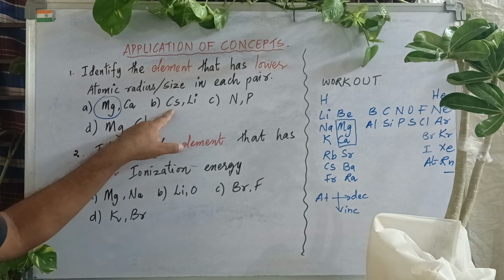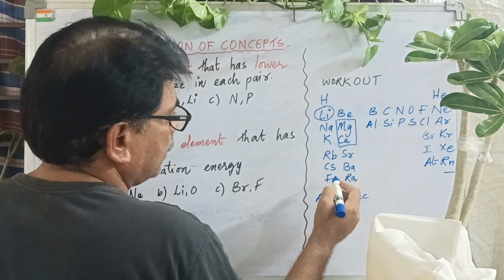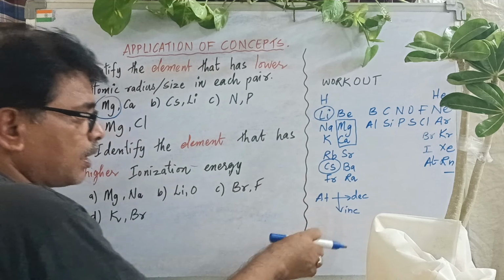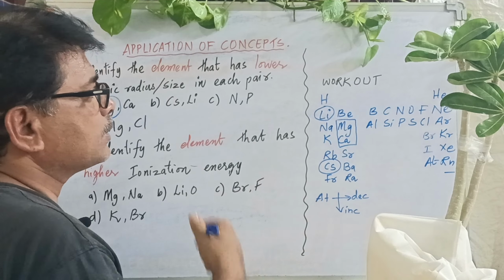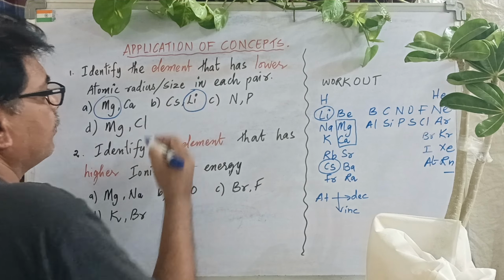Okay. Next, coming to cesium and lithium. Where is cesium and where is lithium? Lithium is here and cesium is here. Down the track in the group, when you move down, atomic size increases. But he is asking lower one. So the answer is lithium.